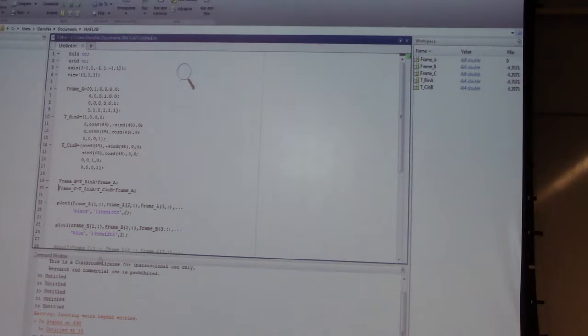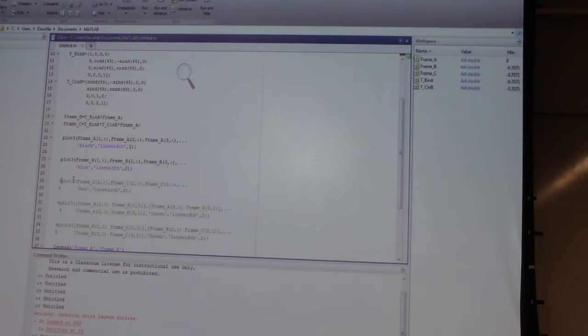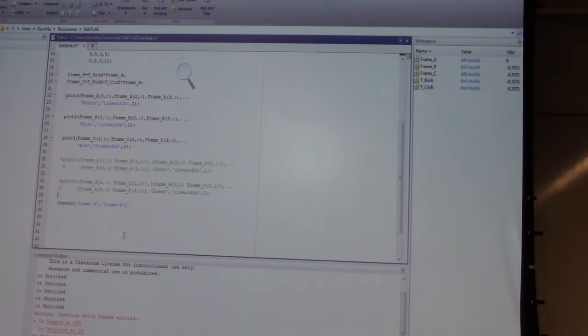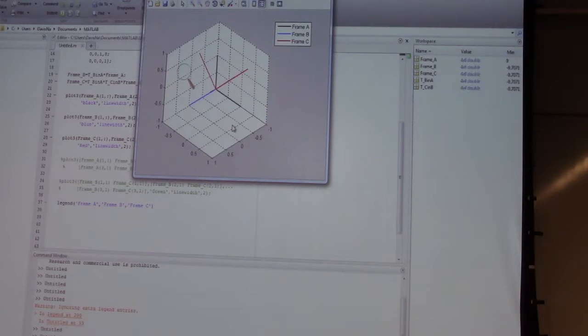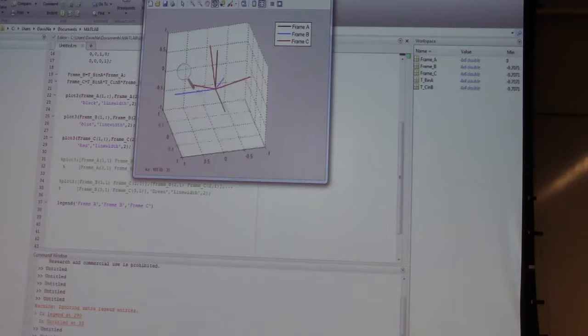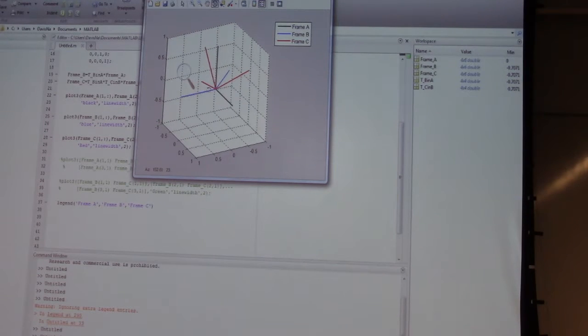Oh, and of course I forgot to actually display. Just because I'm that type of person. Okay. So let's see if we can. That doesn't seem quite right.